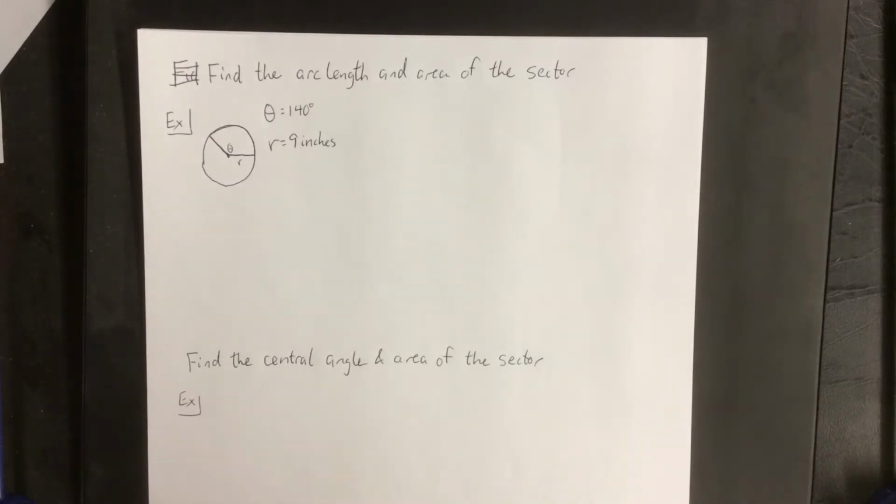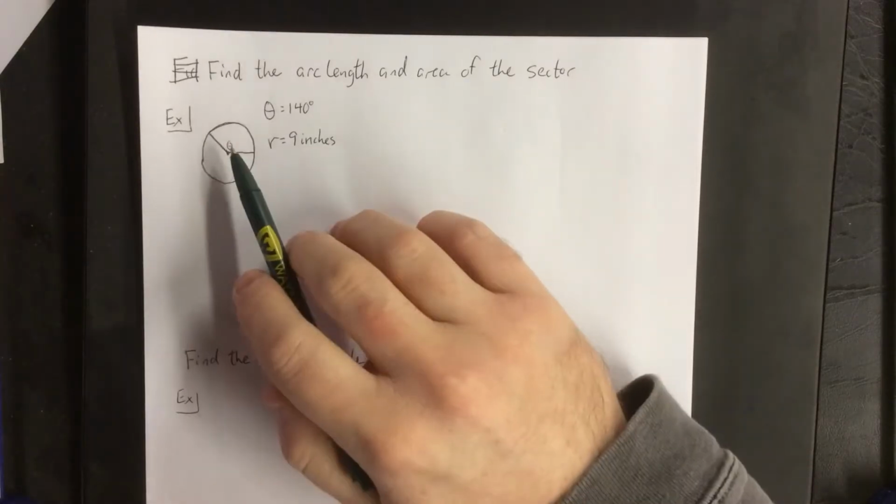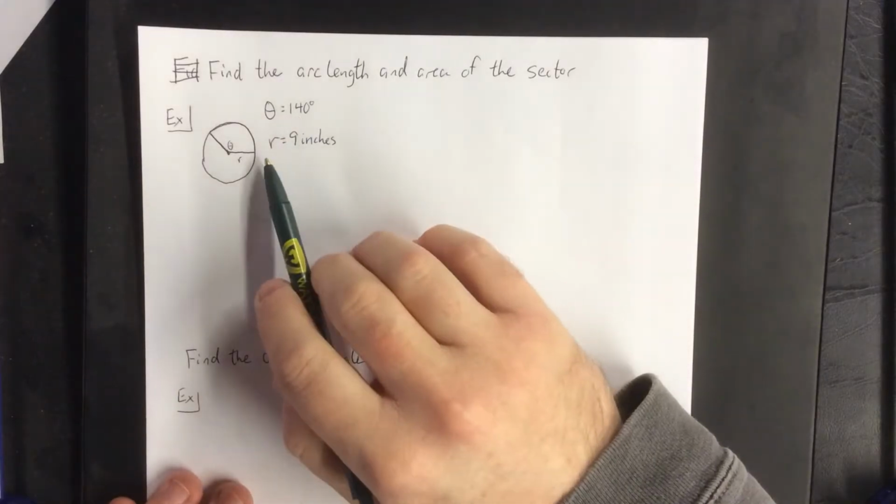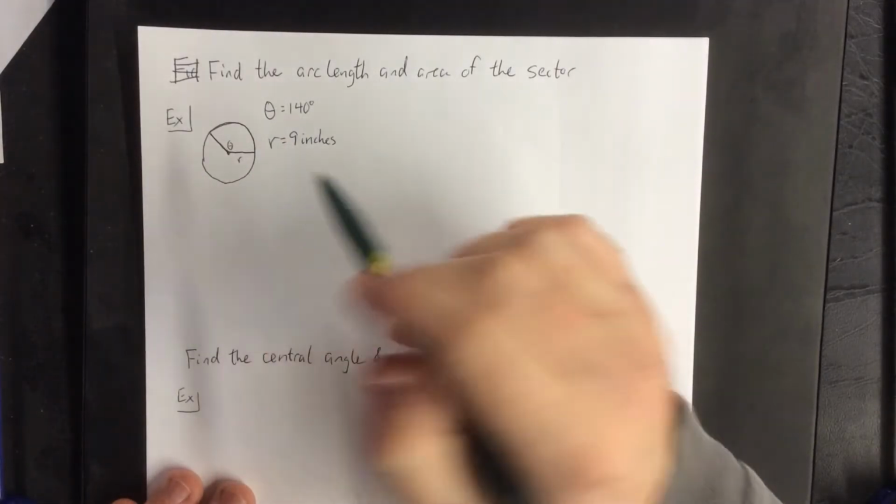Alright, let's try out a couple examples using our arc length and area of a sector formulas. So first thing we got here is a circle. Central angle is indicated as 140 degrees with a radius of 9 inches.